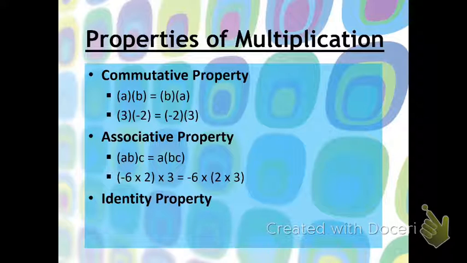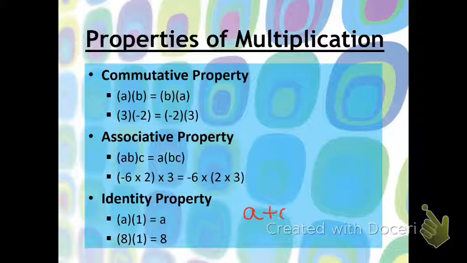The next property is the identity property, and for multiplication, it just says that any number times 1 is itself. So 8 times 1 is 8. Addition also has an identity property, but the identity for addition is 0. Any number plus 0 is itself. So 7 plus 0 is 7. That's another example of the identity property, but for addition instead of multiplication.